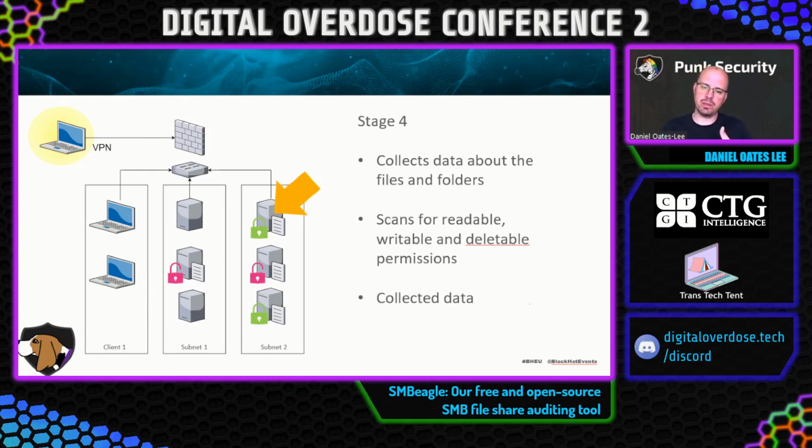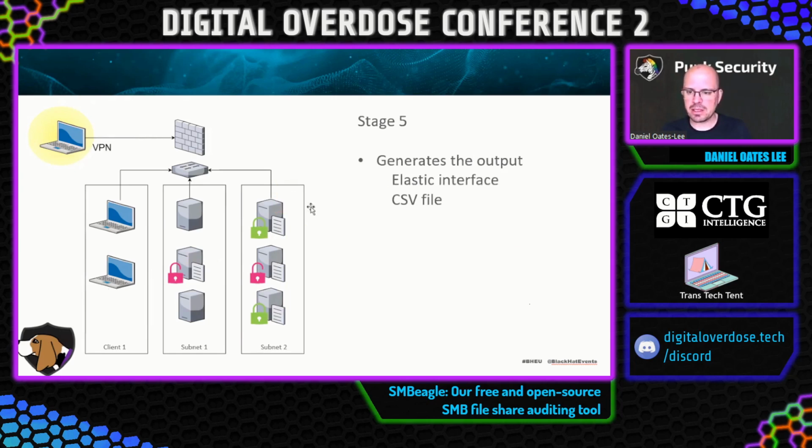What will happen is it will connect as that user and see what that user can see. What files and folders are inside that share? Can they read, write, or delete in that share? It will collect information like creation, last updated, and file extension, and it gathers all this information about your network shares. The last stage is it will output that information directly into Elastic, so we can dashboard it up and show you it, or it can be dumped into a CSV file.